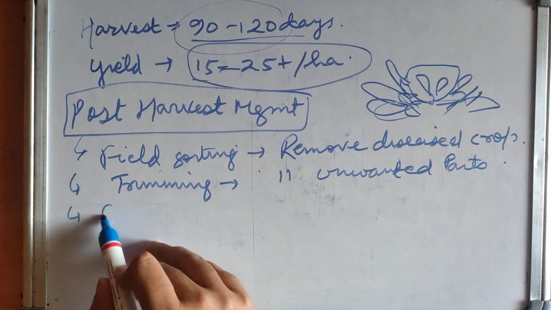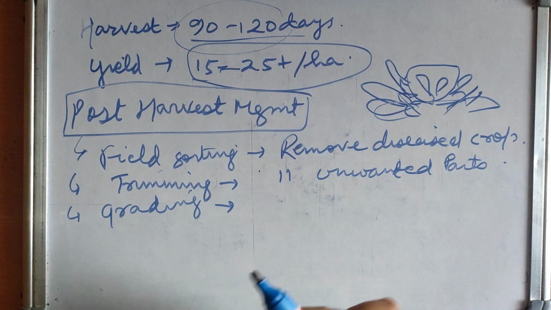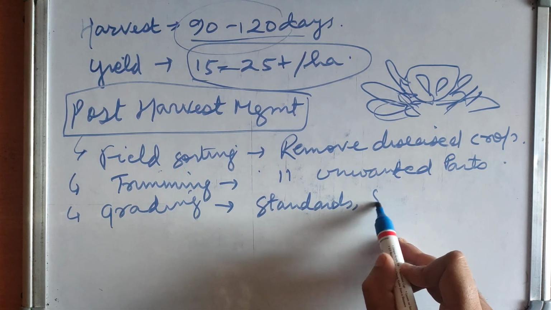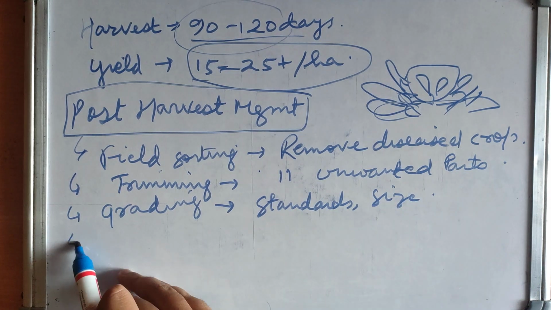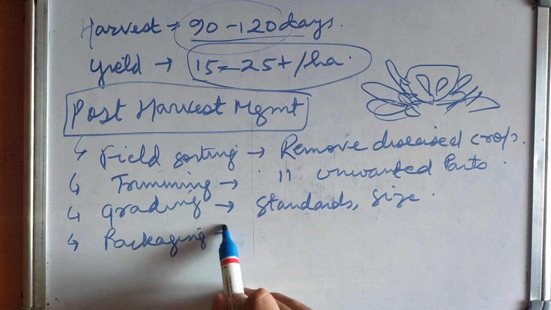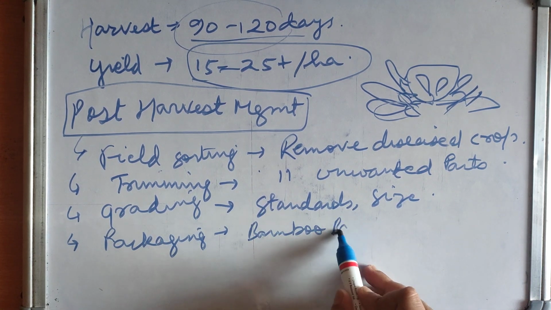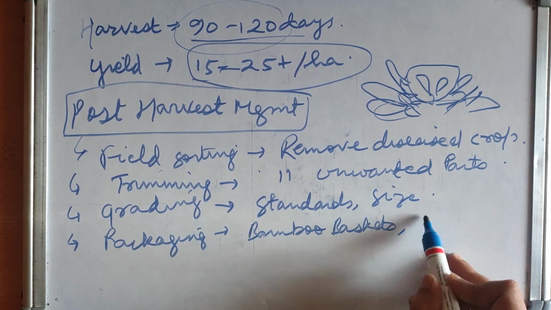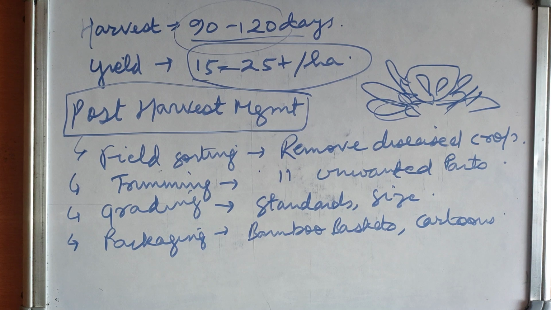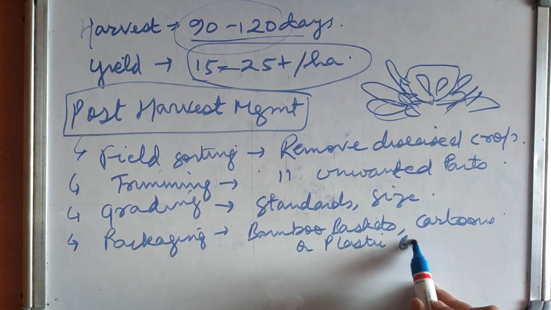Then we will do grading, so classifying as per the standards: quality, size, etc. And then there is packaging. Mainly we use bamboo baskets, cartons, or plastic boxes.